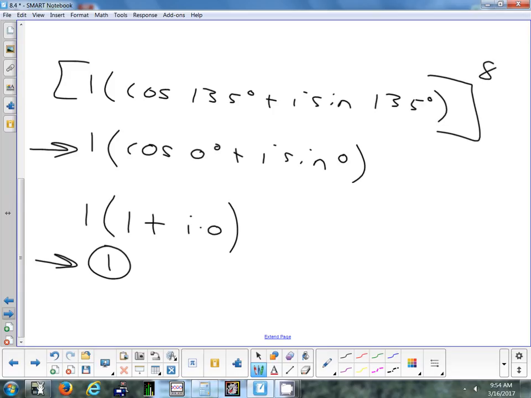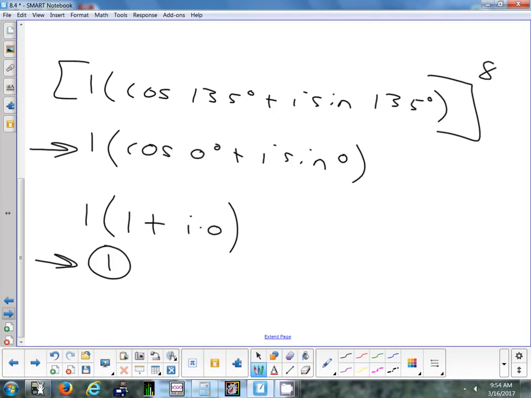When I say between 0 and 360, I mean not including 360. But you can include 0? Yes, don't include both because they're repeats. 0 and 360 are the same thing, so you wouldn't want to include both. Go with the smaller one.